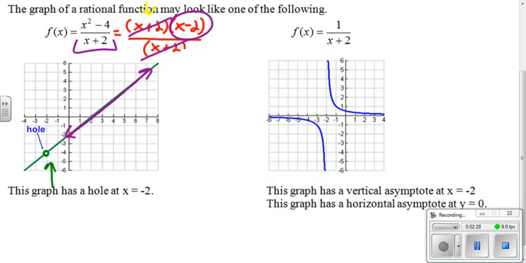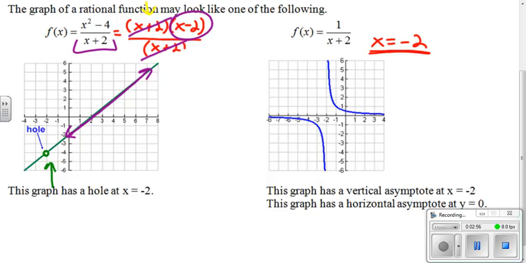So let's see how this rational function looks. We have f of x equals 1 over x plus 2. Now in this case we can't take out any factors. But again, we don't want the denominator equal to 0. That would happen when x equals negative 2. Negative 2 plus 2 would be 0. We'd have 1 over 0. That would be undefined. So we can't let x equal negative 2.